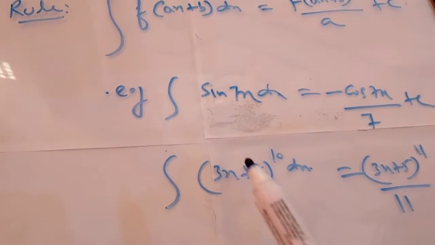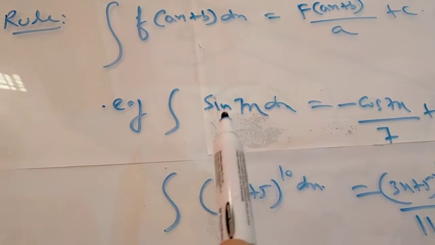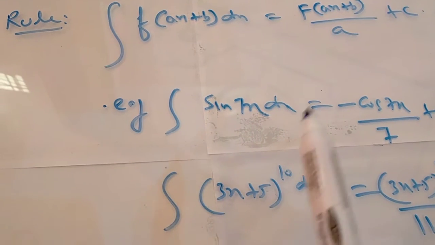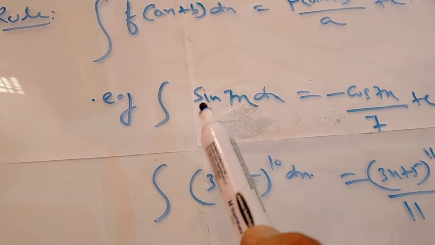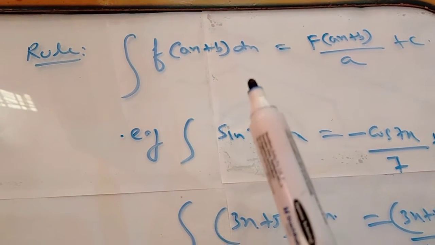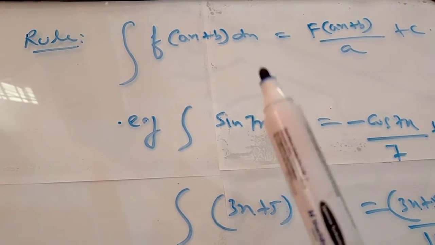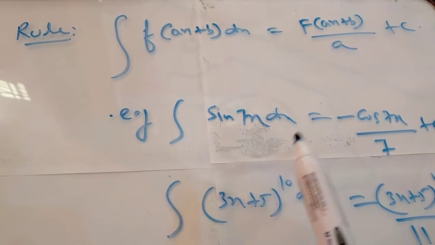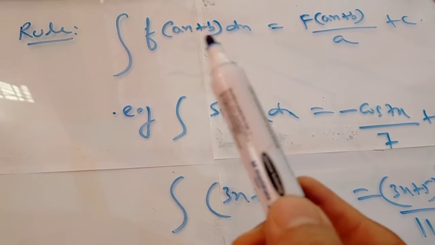But this case will be implemented only and only when we don't have the standard form. Means if the function is in terms of x only, then there is no need to apply this formula. This formula will be implemented only and only when there is a need of substitution, or in this form ax plus b.